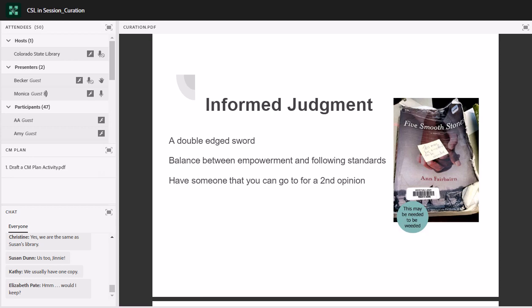You also, though, have to be careful not to pass the buck. You can see this book here that's on the page called Five Smooth Stones, which has quite a bit of water damage, and the cover looks like it's gone through the wringer. And it has a note on the front that says, "This may be needed to be weeded."